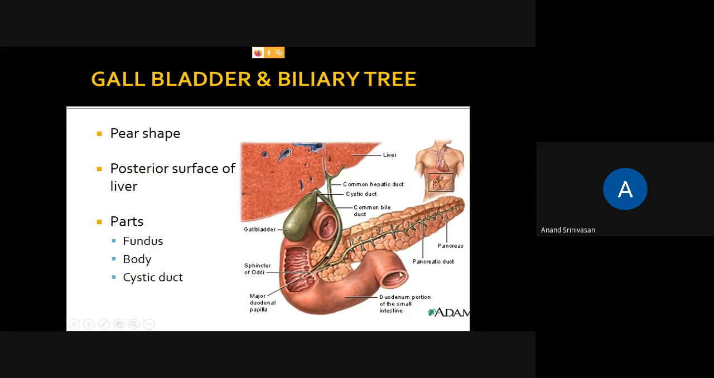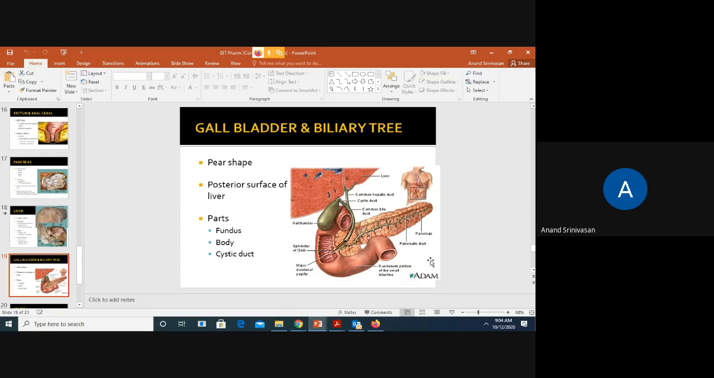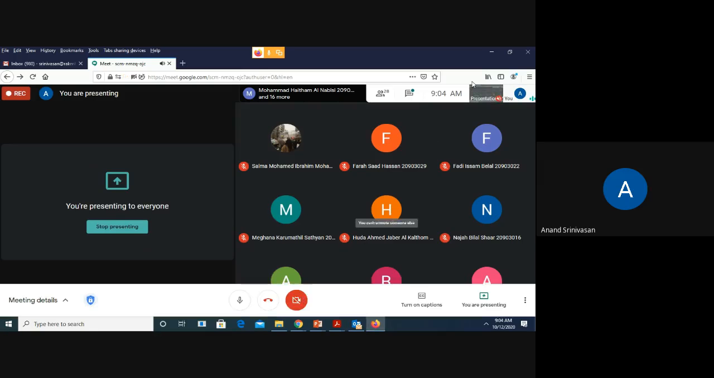Now from the gallbladder, there is the cystic duct. They contain bile.